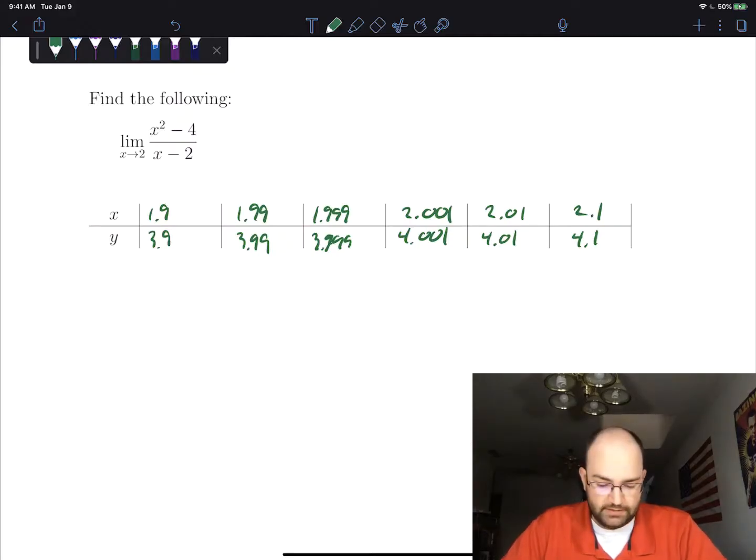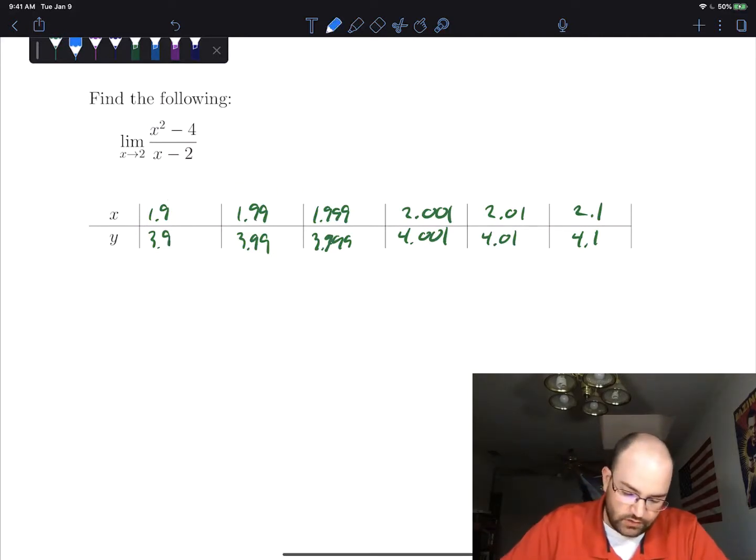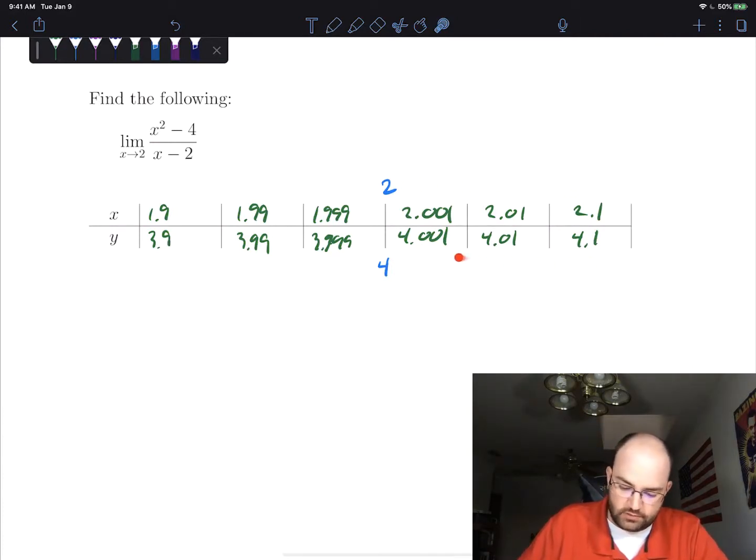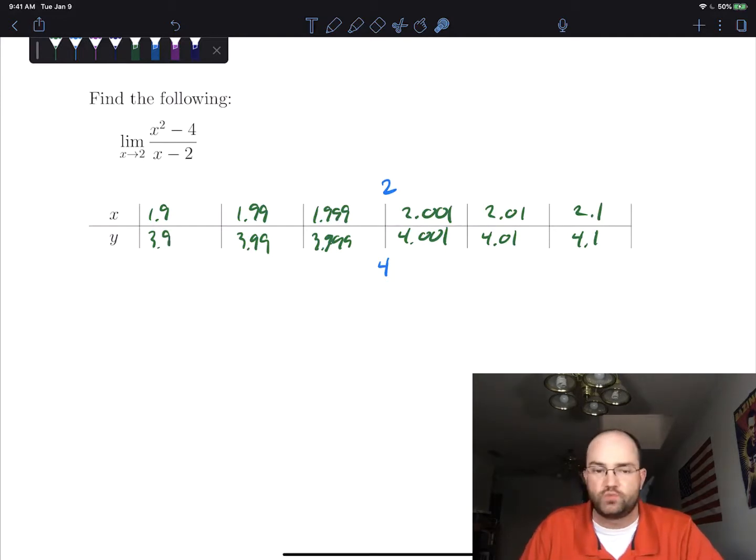Okay, so now we're back at the notes. Let's look at what's happening here. As x gets closer and closer to the number 2 from the left-hand side, notice that the y value is getting closer and closer to the number 4. As x gets closer and closer to the number 2 from the right-hand side, y gets closer and closer to the number 4 from the right-hand side as well.